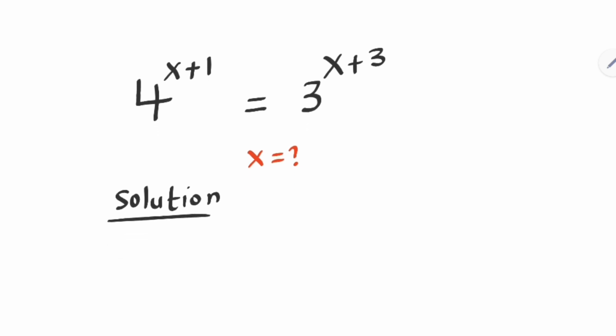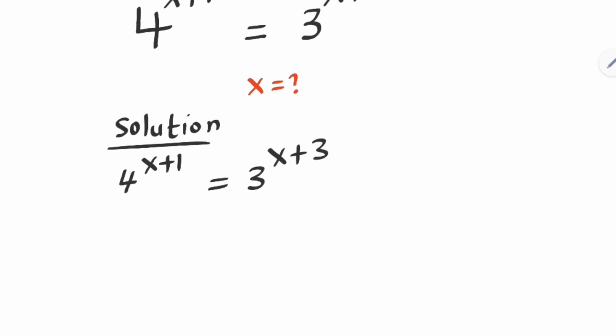We have the given equation 4 raised to power x plus 1 is equal to 3 raised to power x plus 3. We are going to solve this problem in two different ways. Let us consider the first method.